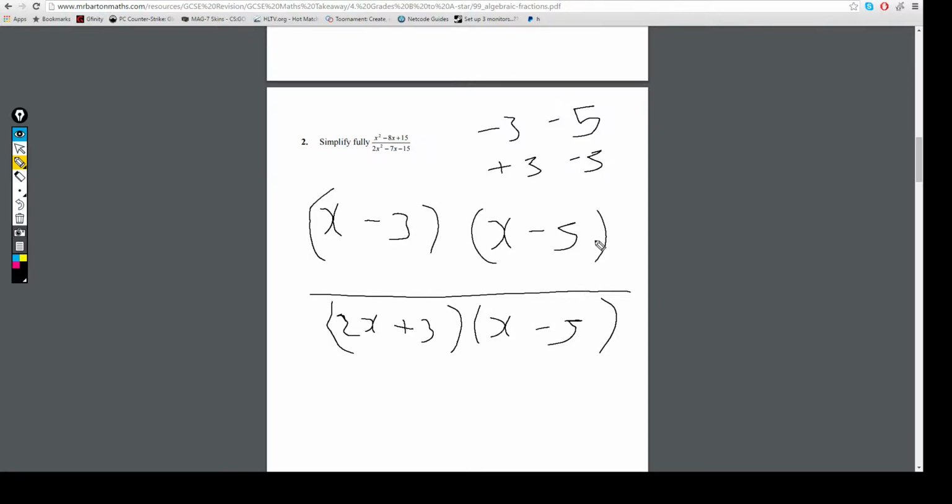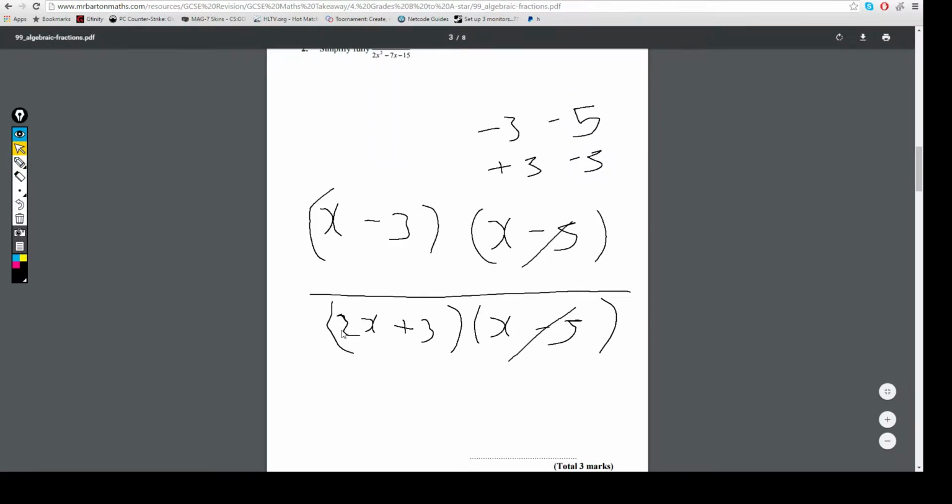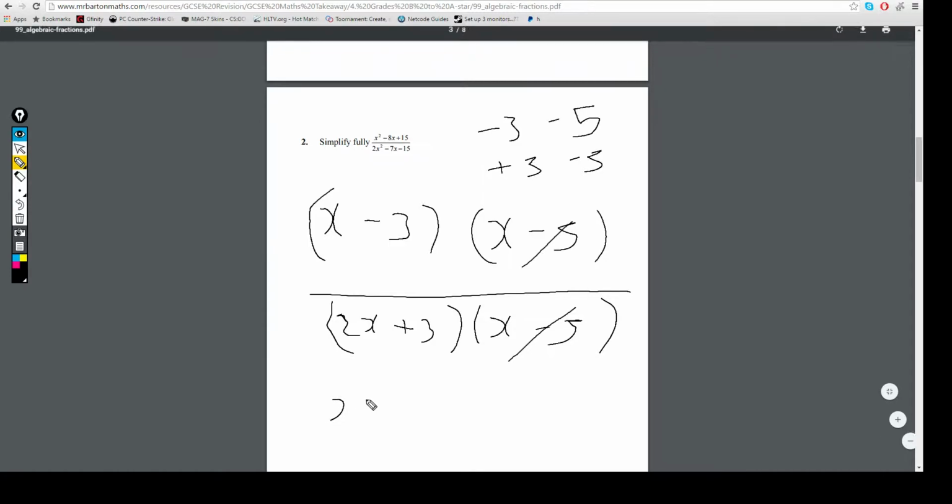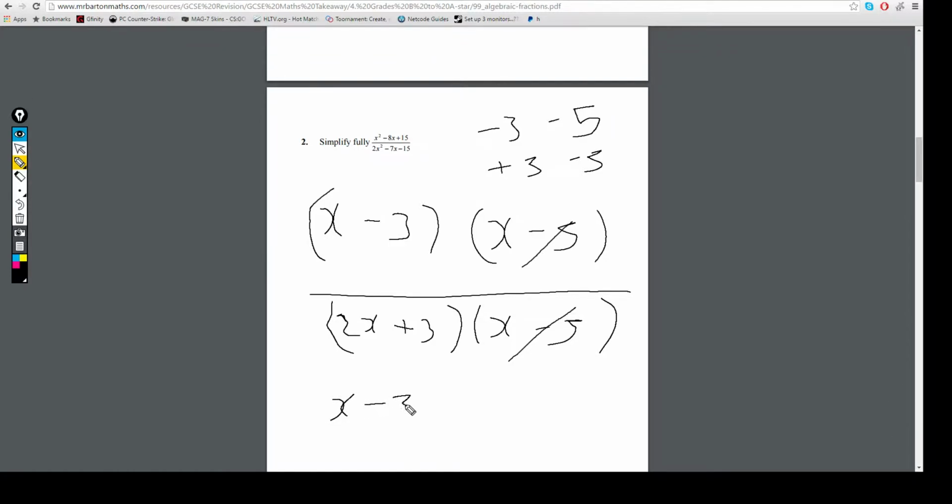So now we've got these two, and these two will cancel out, leaving us with x minus 3 over 2x plus 3.